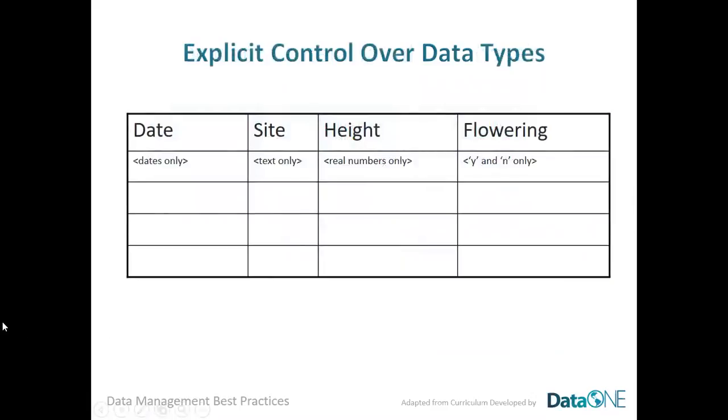You have explicit control over the types of data that you put in. So for dates, you can tell it it's just going to be a date. It's going to be nothing else. For sites, it will be text only. Height will be real numbers only. And then you can tell whether or not the organism or the plant that you're looking at, whatever, will be a flowering plant, yes or no, and it can be anything with a binary, yes or no.